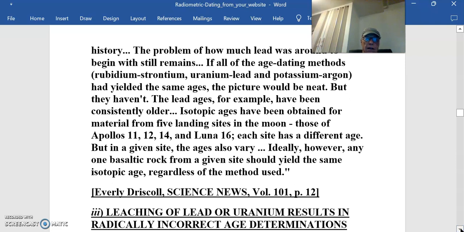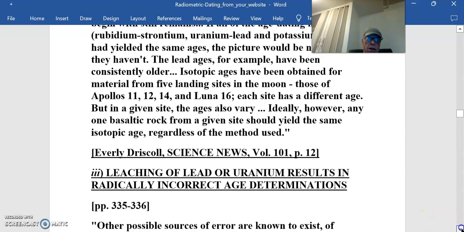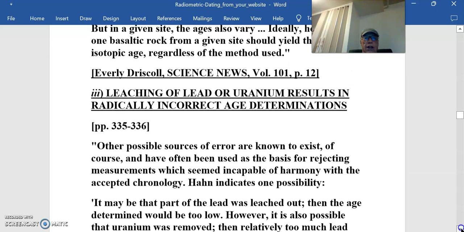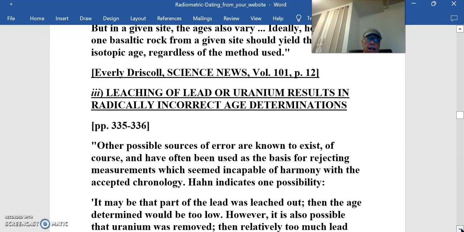Ideally, however, any one basaltic rock from a given site should yield the same isotopic age, regardless of the method used. You'd think. The moon isn't older here and younger there. Science News: leaching of lead or uranium results in radically incorrect age determination. Other possible sources of error are known to exist, of course, and have often been used as the basis for rejecting measurements which seemed incapable of harmony with the accepted chronology.